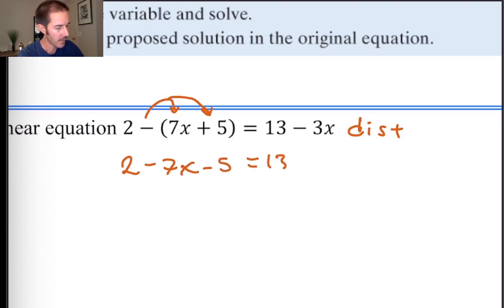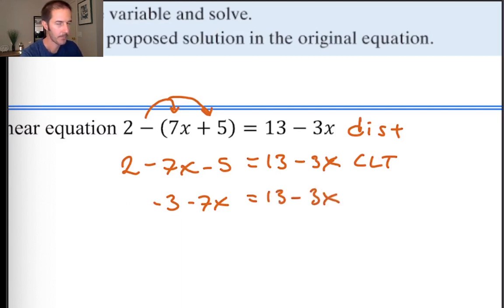On the right-hand side, I'm not going to do anything, just rewriting it as it is. Now, on the left-hand side, I'm going to combine like terms. So I put this little note here that says CLT, and the like terms that I'm looking at are the 2 and the minus 5. And when I do that subtraction, 2 minus 5, I get negative 3. The negative 7x is still there. I could have written it before the negative 3 instead of after. I chose to write it after. And on the right-hand side of the equation, we still have the 13 minus 3x.